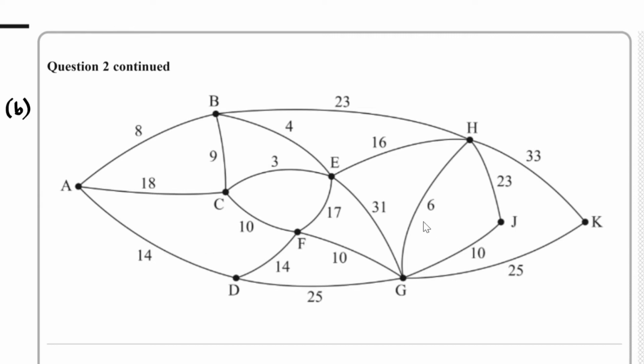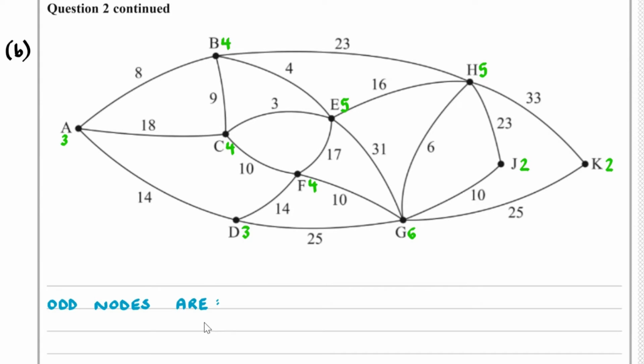Well, here is the activity network. Let's find the order of each node. For A, we've got 3. For B, we've got 4. For C, we've got 4. For D, we have 3. For E, we have 5. For F, we have 4. For G, we've got 6. For H, we've got 5. For J, we have 2. And for K, we also have 2.